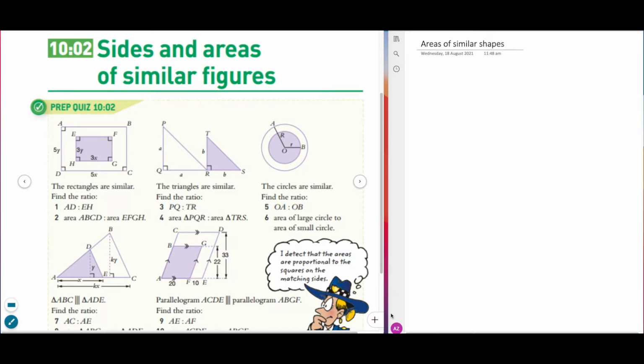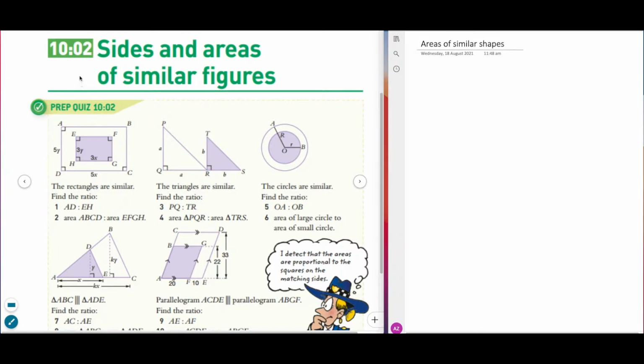Hello everyone, welcome back. In today's lesson, what I'm going to cover is the areas of similar shapes. So far we've covered similar triangles and how the sides of similar triangles are in proportion. Today, instead of the sides, we're going to cover the area, and you will find that there's a relationship as well. Just to give you a recap, we're going to do some similarity between non-triangle shapes as well.